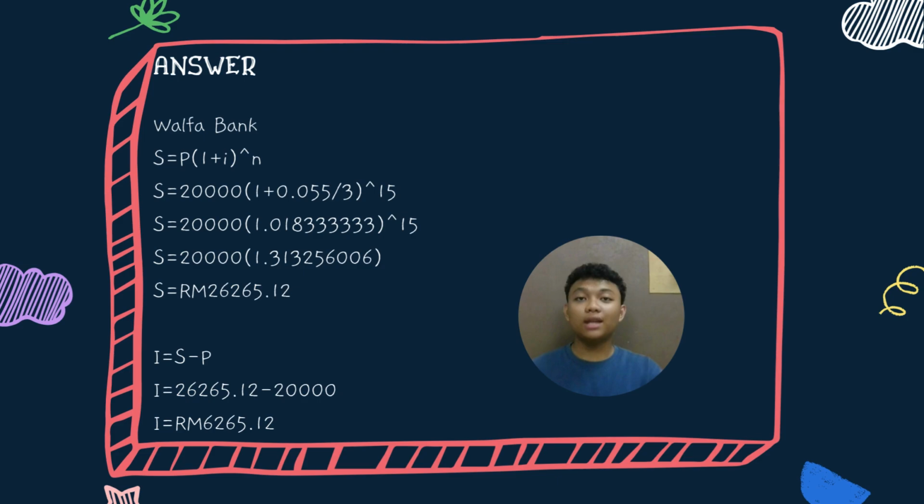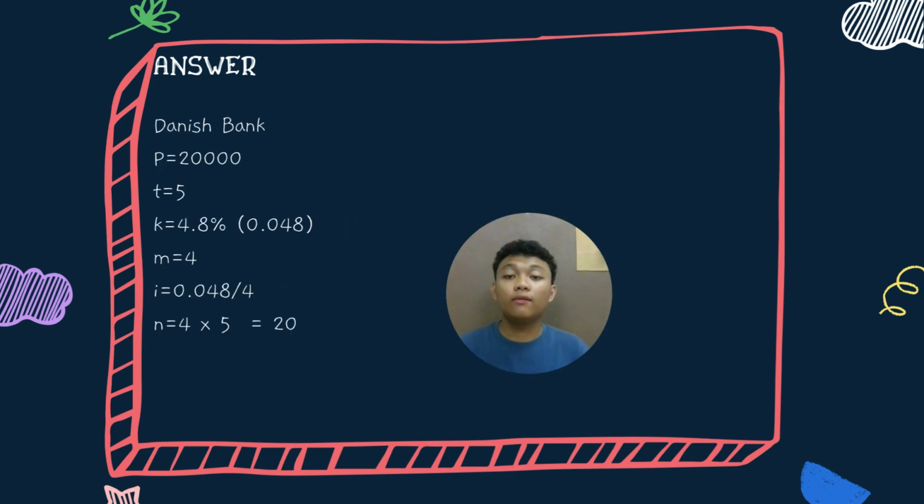6,265 and 12 cent. For Danish Bank, P is 20,000, T is 5, K is 4.8%, M is 4, I is 0.048 divided by 4, N is 4 times 5 equals 20.